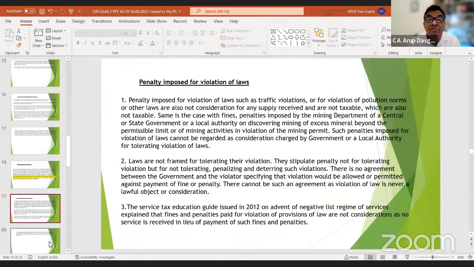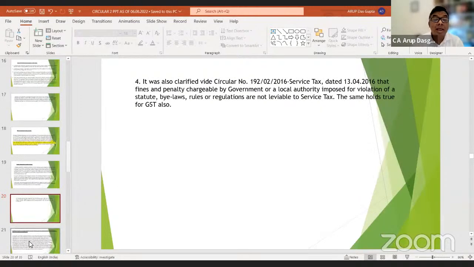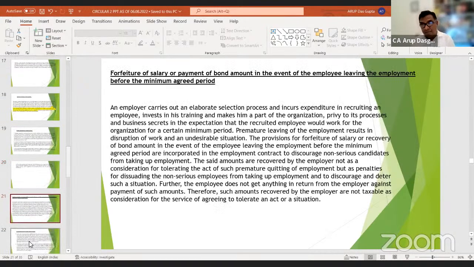Similarly, penalty imposed for violation of laws, like the traffic laws, and here it has been said in a wonderful way that penalties for violation of pollution norms or others are not consideration for any supplies. Whatever penalties are being imposed for violation of the laws, there again they are not a consideration. So if you have not fulfilled the pollution norms and a penalty has been imposed, that is not a consideration, that is not a supply, and no GST needs to be paid on it. This is a clarification that was there in the service tax era also, when it was clarified that these do not fall within the ambit of consideration or payment for service.